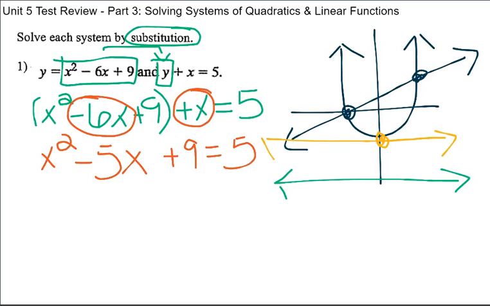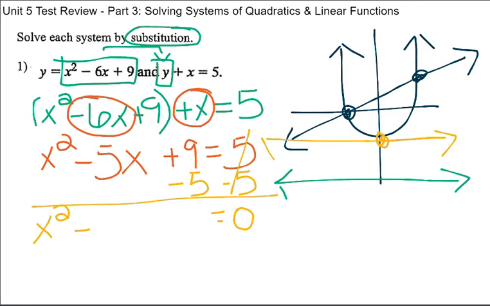In order to factor it, I need to have it equal to 0. So I'm going to minus 5 on both sides so that it's equal to 0. That will cancel on this side. And I'm left with x squared minus 5x. 9 and 5 combine to be 4. So that means I am looking for, to factor this, numbers that multiply up to 4 and add up to the b, which is negative 5.